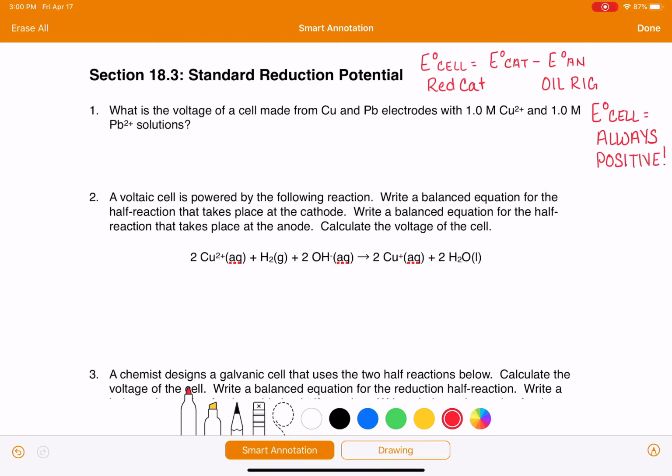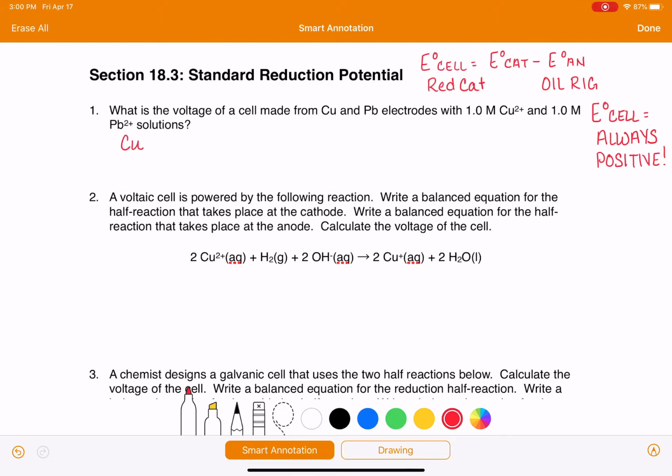So first question, what is the voltage of a cell made from copper and lead electrodes with 1 molar copper 2+ ion and 1 molar lead 2+ ion solutions? So this isn't even giving us a reaction. We don't even have an equation here. We don't have any hints at all about which one is the oxidation and which one is the reduction. And we don't even need those hints.